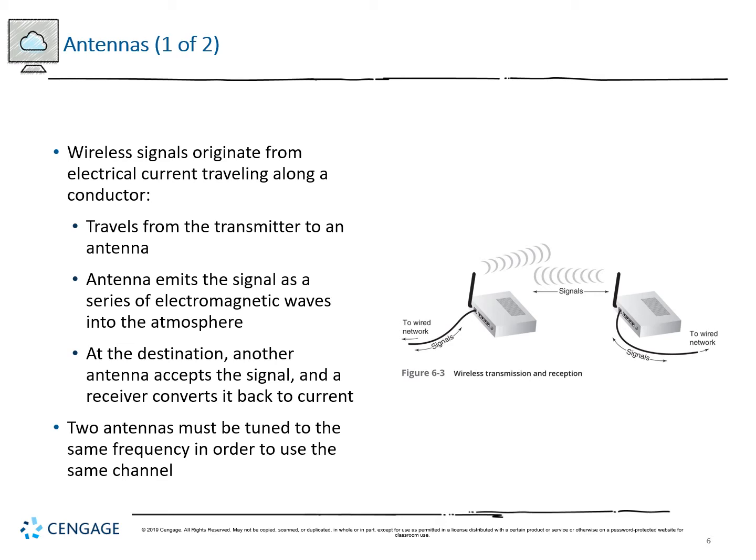Now, the purpose of the antenna is to be able to emit and receive electromagnetic signals. Wireless signals are going to originate from a current traveling along a conductor. That's going to be a wired network that connects to the back end of the wireless perimeter. The transmitter passes the signal to the antenna, which emits the signal and transmits to the other receiver, which converts it back into wired current. Both antennas have to be tuned to the same frequency in order to use the same channel. That's why knowing what band a particular device operates in is so important.